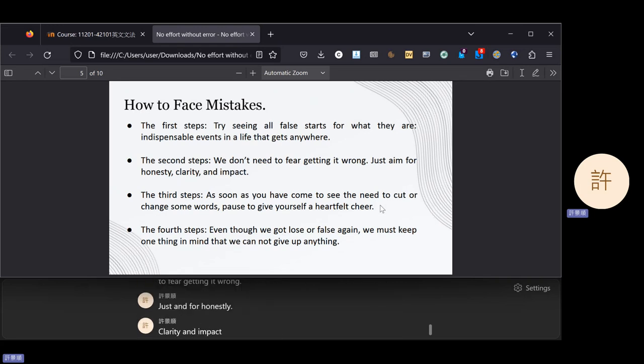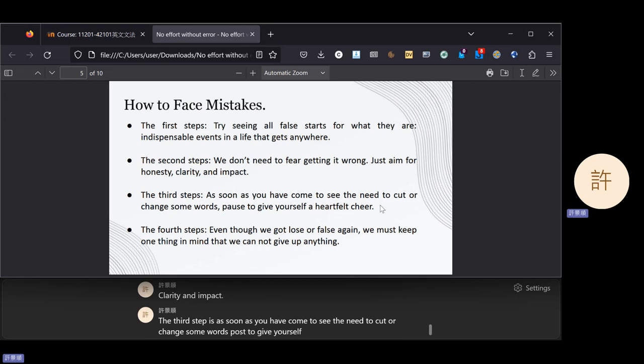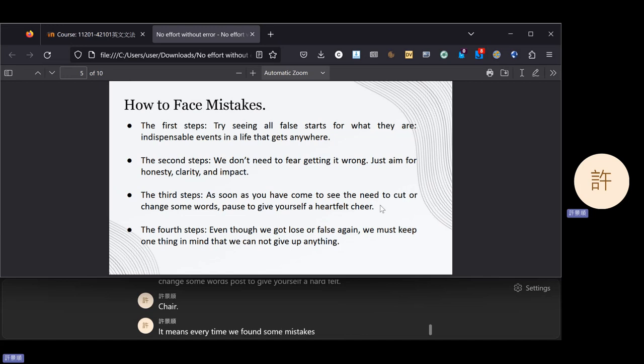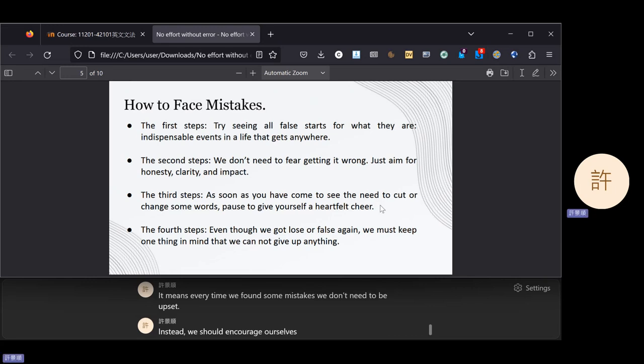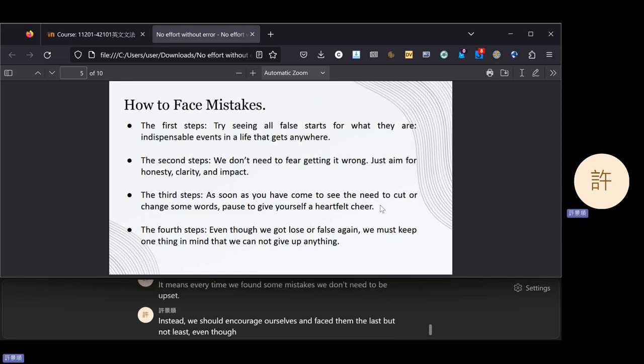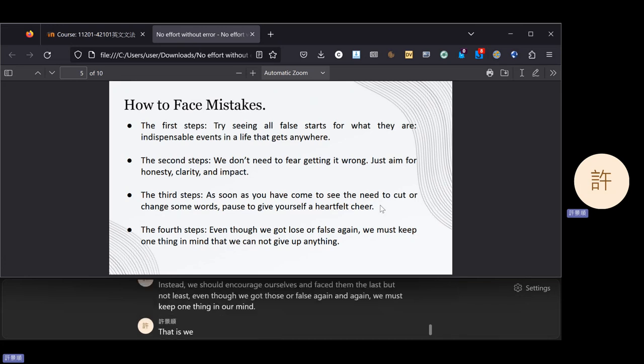The third step is, as soon as you have come to see the need to cut or change some words, pause to give yourself a hard failure. It means every time we find some mistakes, we don't need to be upset. Instead, we should encourage ourselves and face them. The last but not least, even though we get lost or false again and again, we must keep one thing in our mind. That is, we cannot give up anything forever.